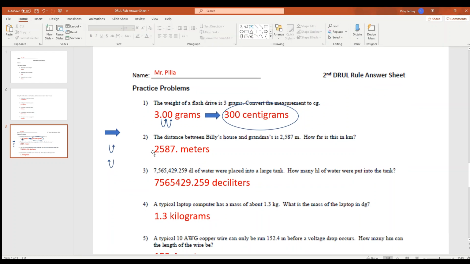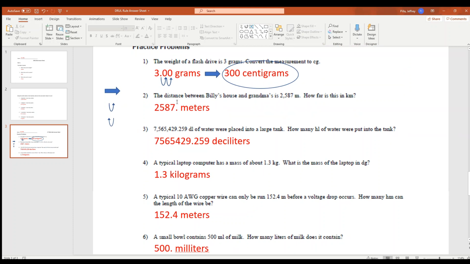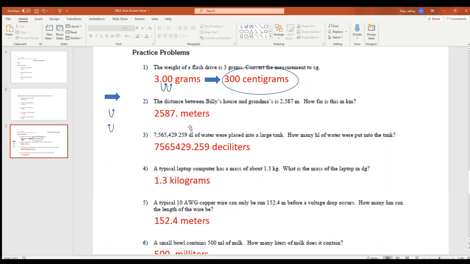All right, moving on. The distance between Billy's house and Grandma's is 2,587 meters. How far is this in kilometers? So we have 2,587 meters. I dropped the comma because I don't want to work with the comma. That'll get confusing. I put a decimal place at the end because there was no decimal in the number. Okay. And now I have to know how to get from meters to kilometers.